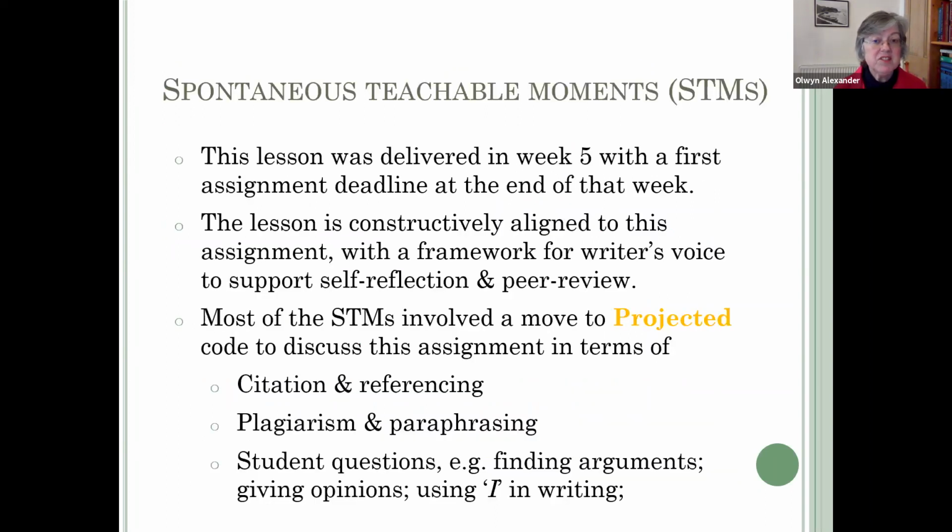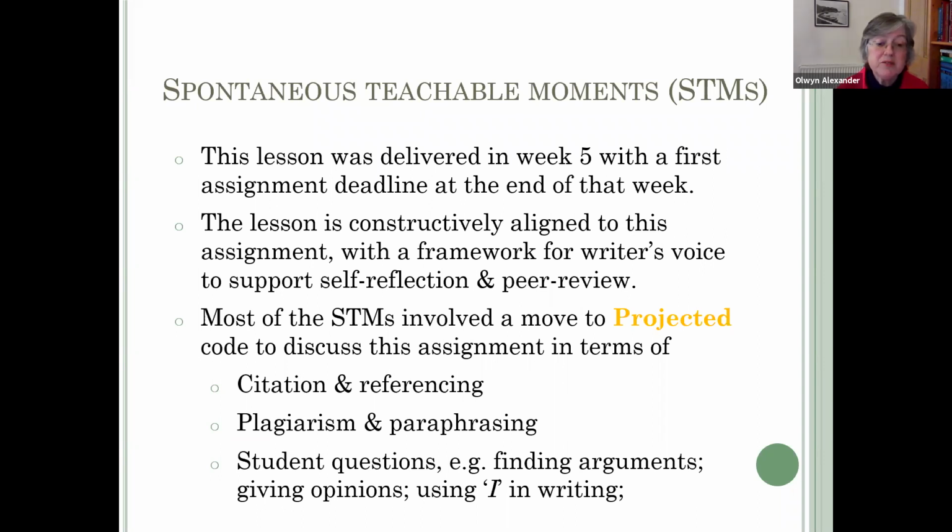So this lesson was delivered in week 5, and the first assignment deadline was at the end of that week. The lesson's constructively aligned to the assignment with a framework for writer's voice coming at the end of it, which is supposed to support self-reflection and peer review for the assignment. So most of the spontaneous teachable moments took a move to projected to discuss this assignment in terms of citation and referencing. Just remember, you've got to get these things right.